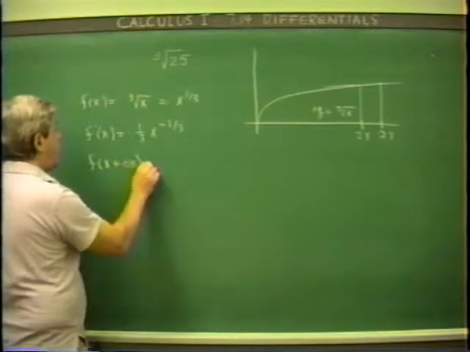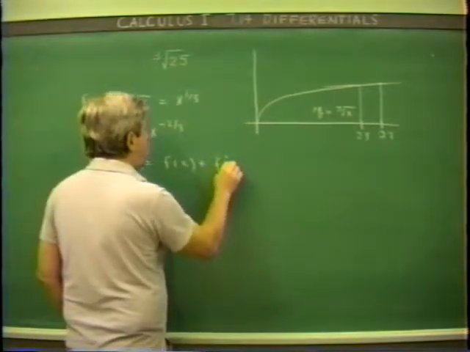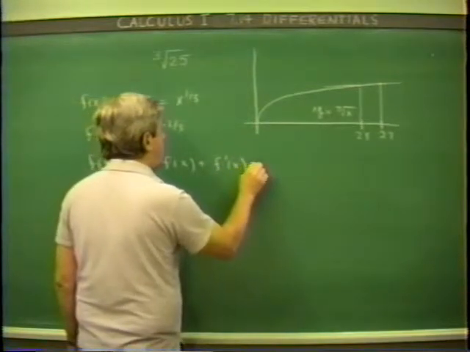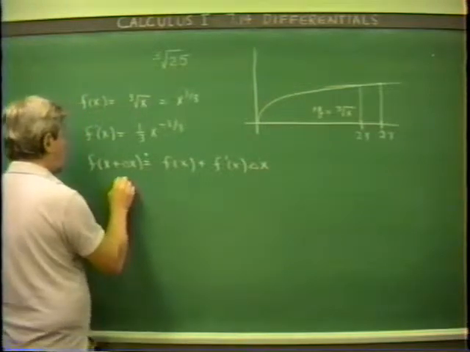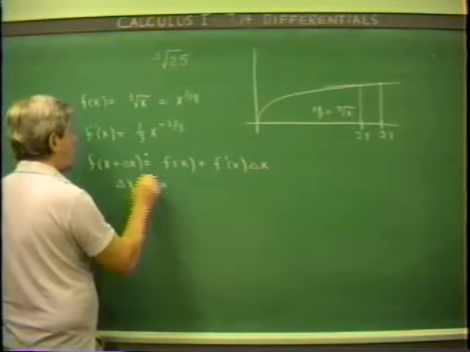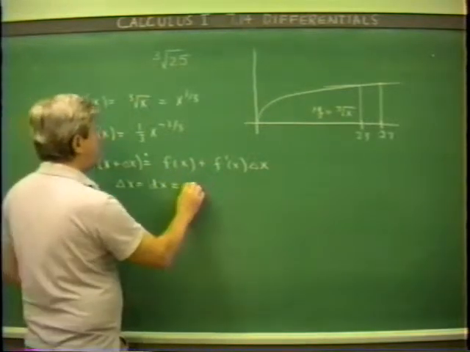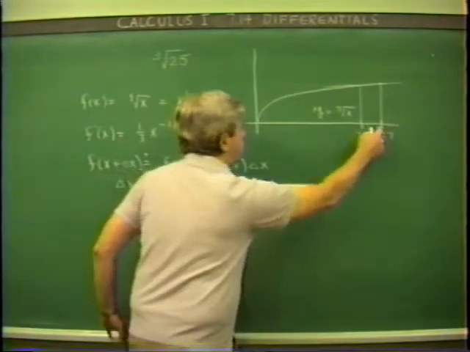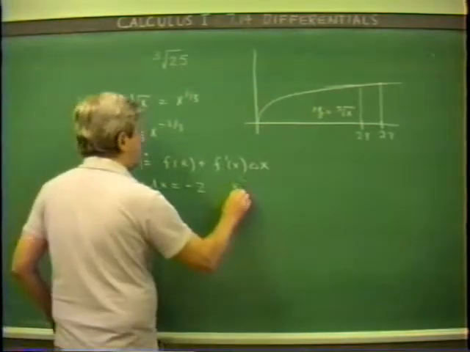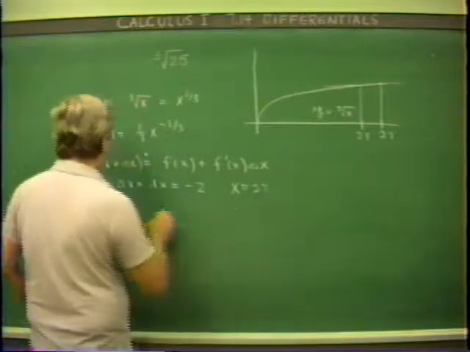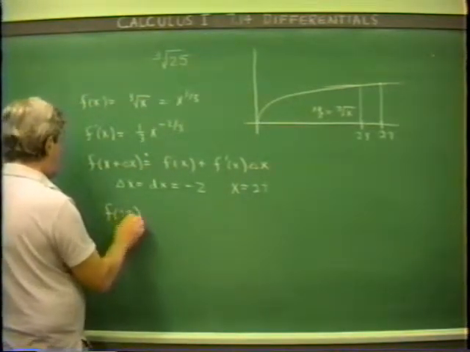We're going to use the approximation f of x plus delta x is approximately equal to f of x plus f prime of x delta x. Here delta x, or dx, as it is sometimes written, is going to be minus 2. We're interested in going 2 units back from 27, so x is going to be equal to 27.